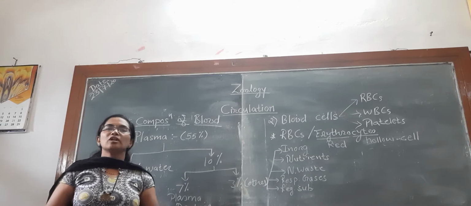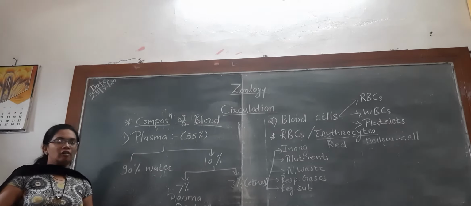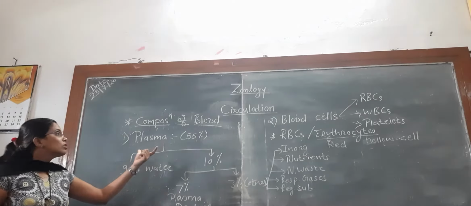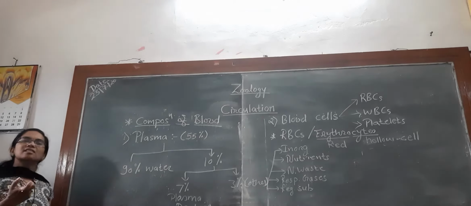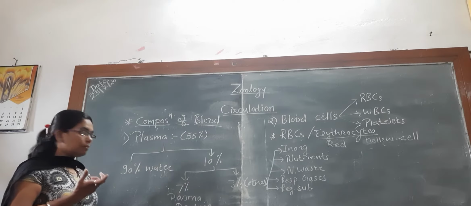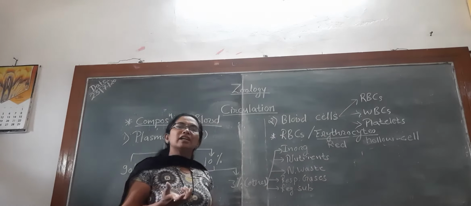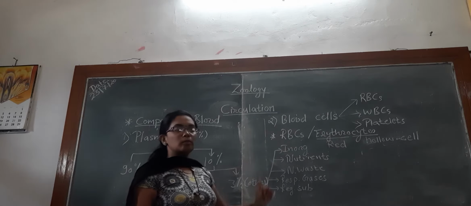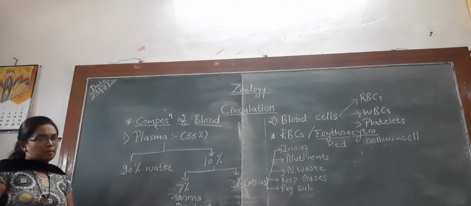Good morning, students. Today we start the next topic of this chapter. It is the composition of blood. Blood consists of two parts. The first is plasma, which is the fluid part of the blood, and second are the blood cells. There are different types of cells present in the blood. Blood cells contribute 45% and plasma contributes 55%.